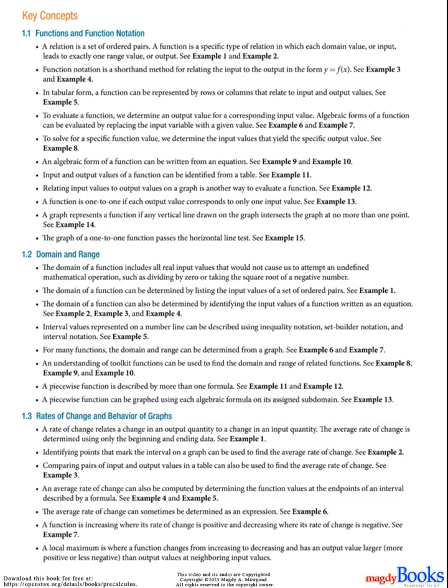C. Key concepts. 1.1. Functions and function notation. 1.1.1. A relation is a set of ordered pairs. A function is a specific type of relation in which each domain value, or input, leads to exactly one range value, or output. See Example 1 and Example 2.